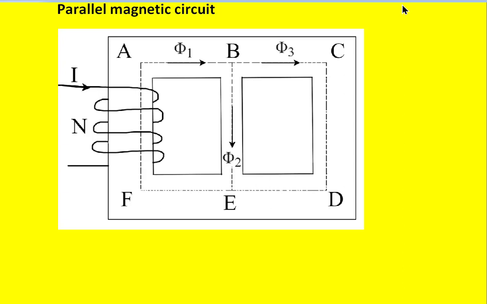Here, the reluctance offered by the main core, that is the left hand side core, is ABFE length, and that reluctance is represented by S1, whereas the reluctance offered by the path from B to E is represented by S2, whereas the reluctance offered from B, C, D, E is represented by S3. So the total reluctance of the circuit is nothing but S1 plus S2 in parallel with S3.